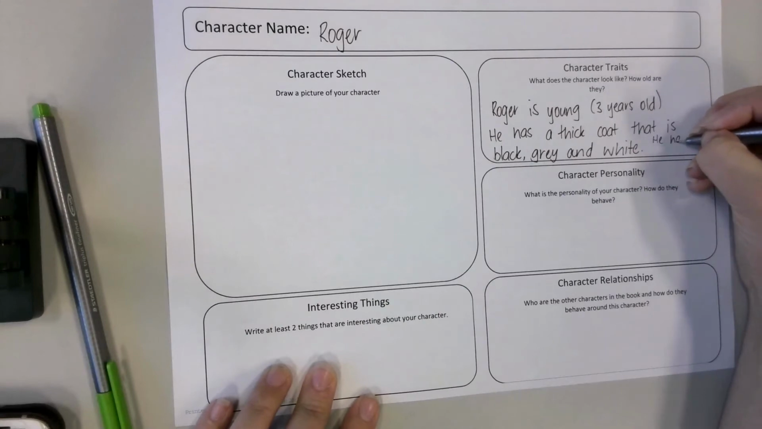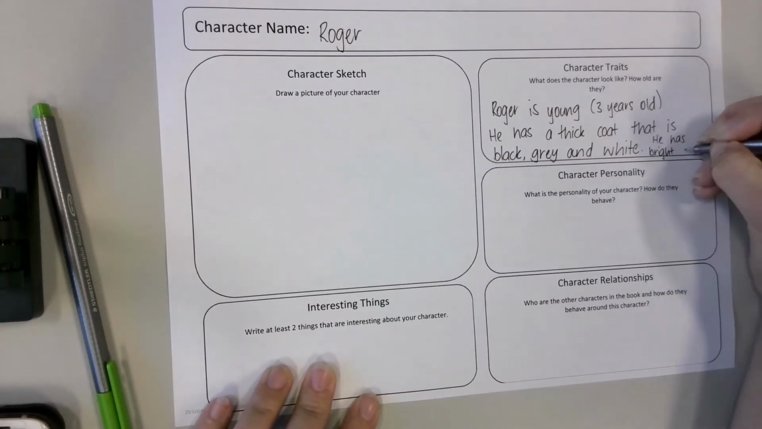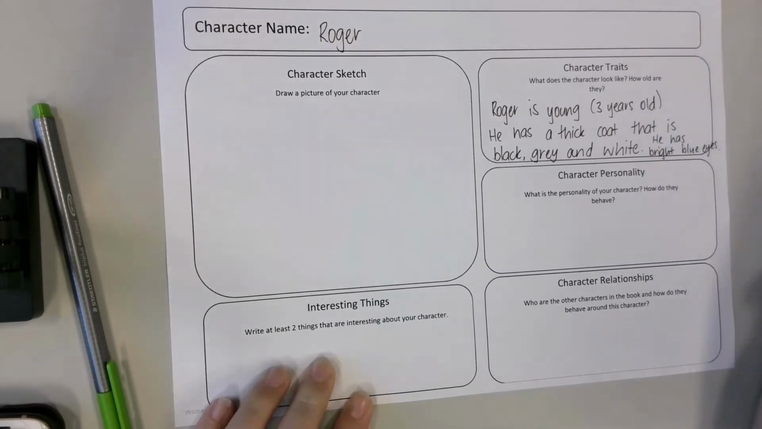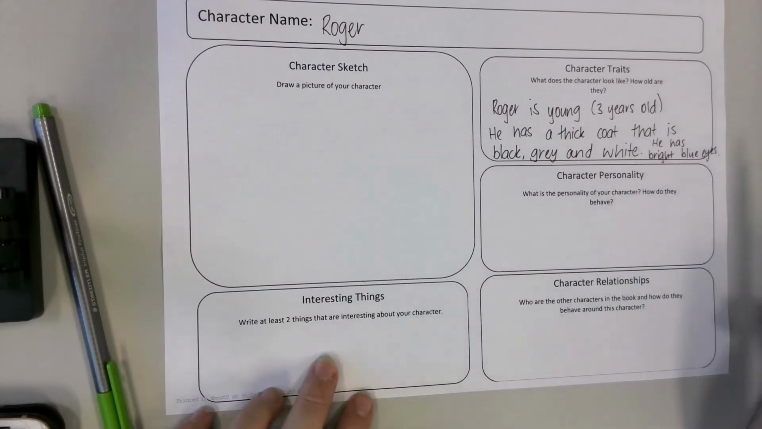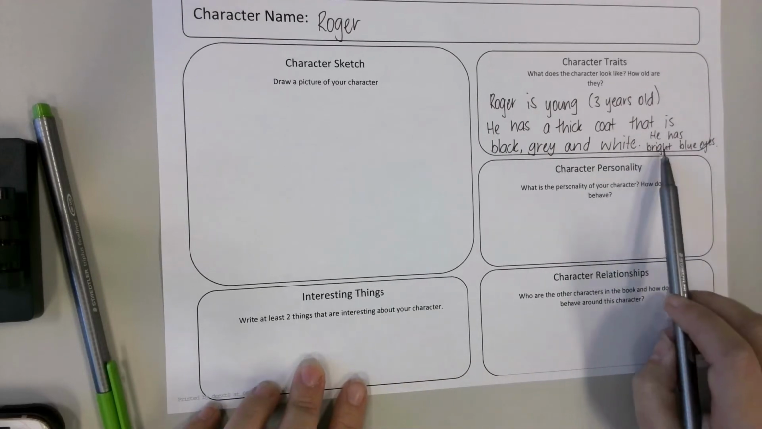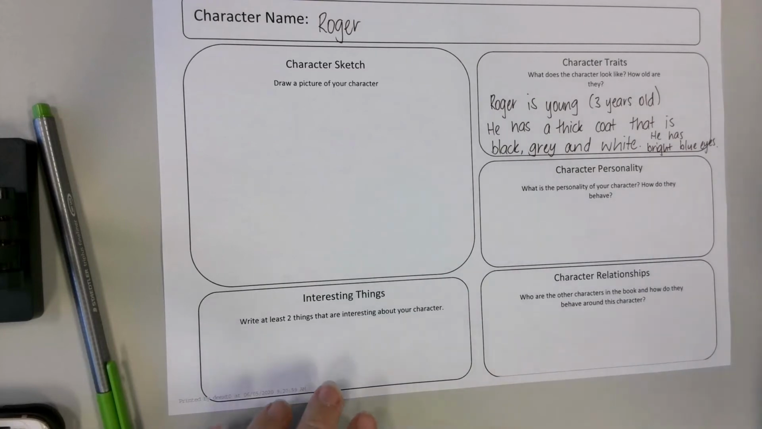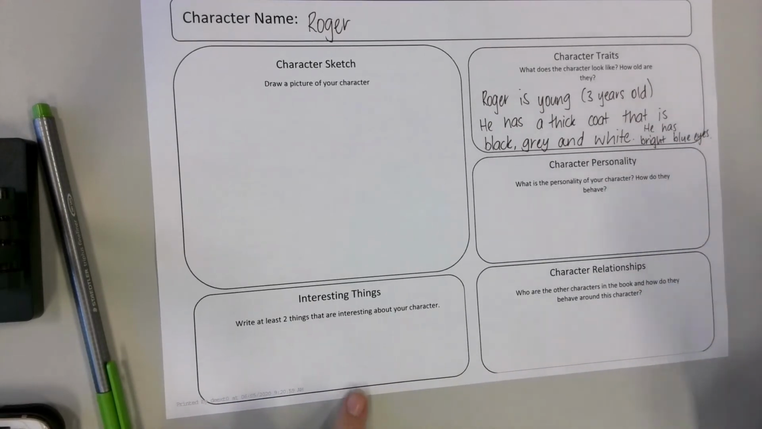He has bright blue eyes. Now you can see there I just used a noun group. So instead of just saying he has eyes, I've put he has not just blue eyes, but he has bright blue eyes. So I'd love to see some of those noun groups being used in your writing because they're going to help the reader get more information about the things in your story, and in this case it's our character.